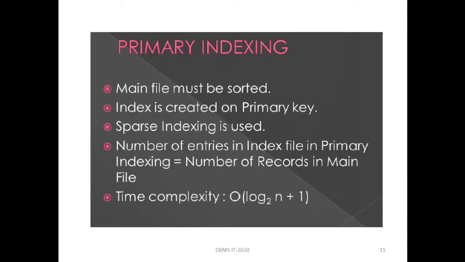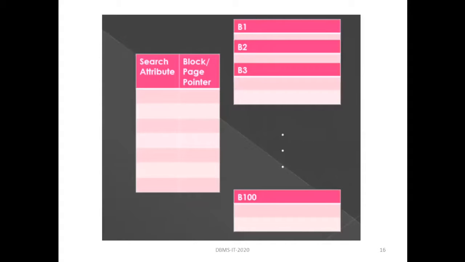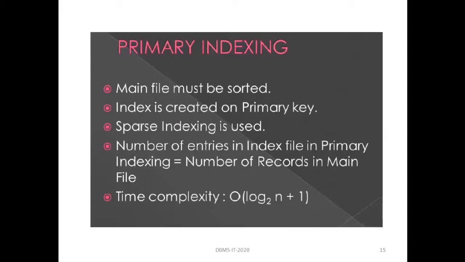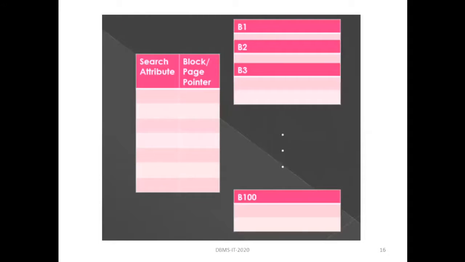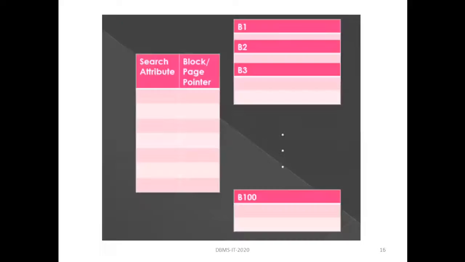Next, the number of entries in the index file in primary indexing equals the number of blocks in the main file. In this case, the number of entries in the index file corresponds to the blocks, like b1, b2, b3, which are the blocks, and these are the entries in the index file. As the file has been sorted, we can apply binary search over here. So binary search complexity is logarithmic, big O of log n. That is why the searching technique is faster in case of primary indexing.